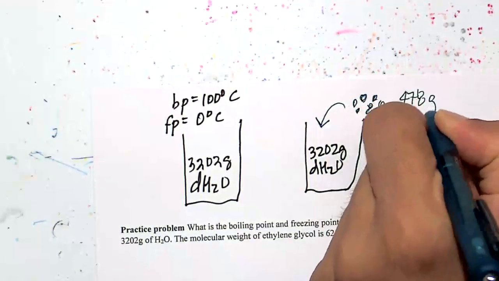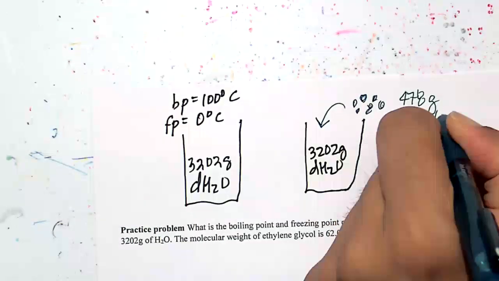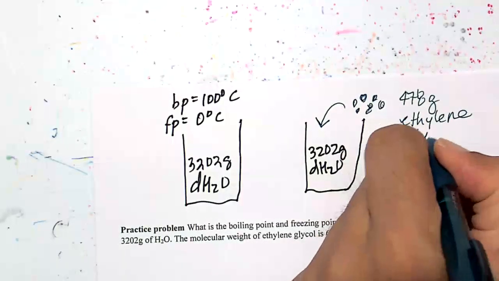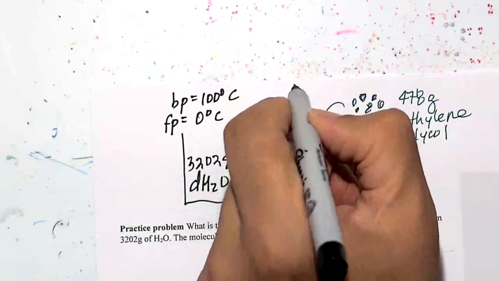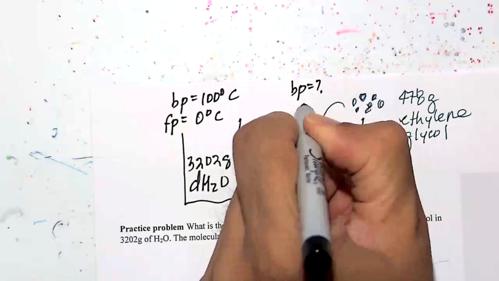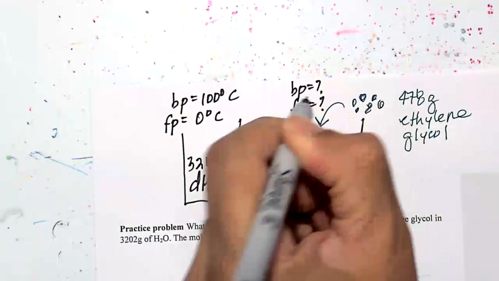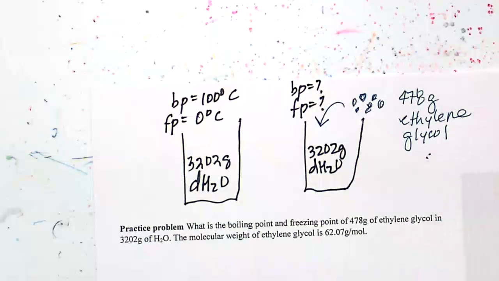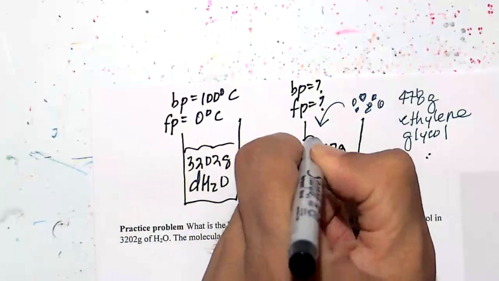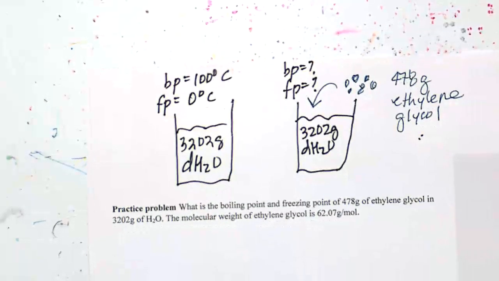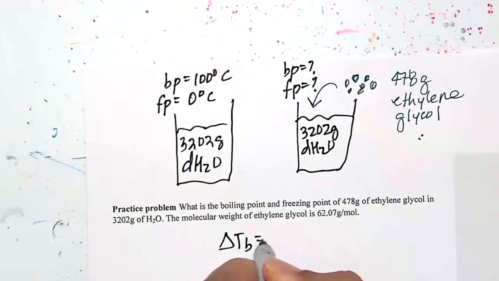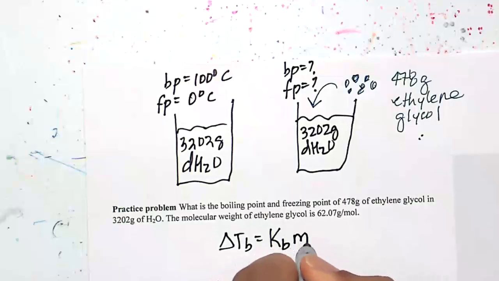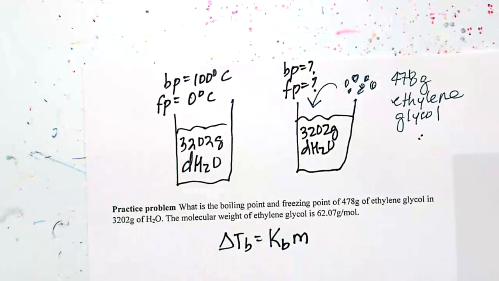Okay, 478 grams of ethylene glycol. Our question now is, what is the new boiling point and what is the new freezing point by adding 478 grams of this ethylene glycol to this water? The equation once again is delta TB is equal to KB times molality.